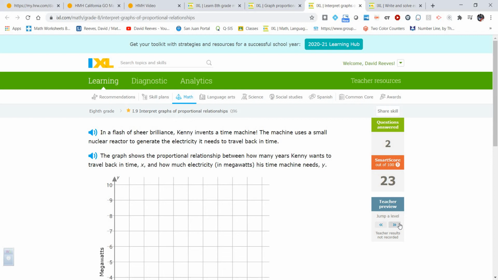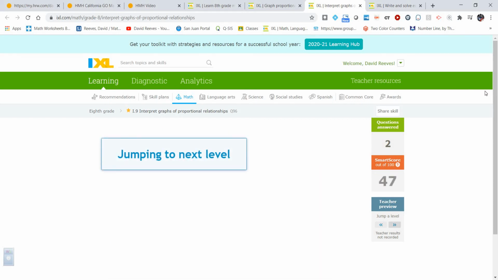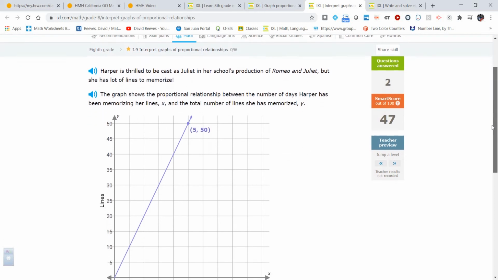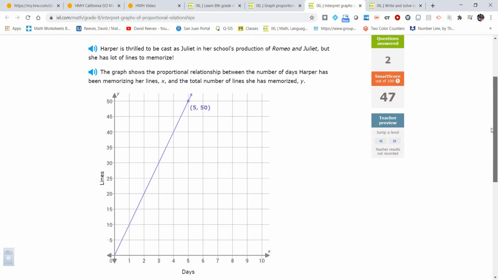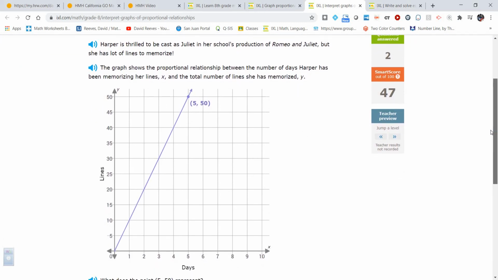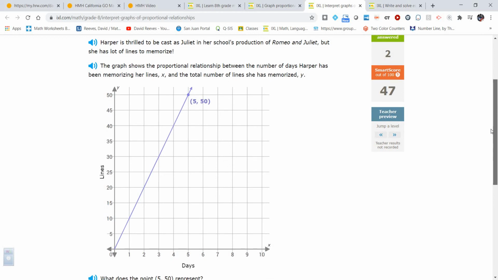All right, let's skip up to the next level and see what we have going on there. All right, the graph shows the proportional relationship between the number of days Harper has been memorizing her lines and the total number of lines memorized. So in 5 days, she has memorized 50 lines, right? 5 times 10.